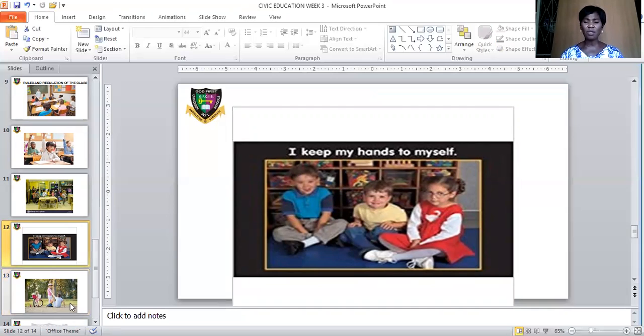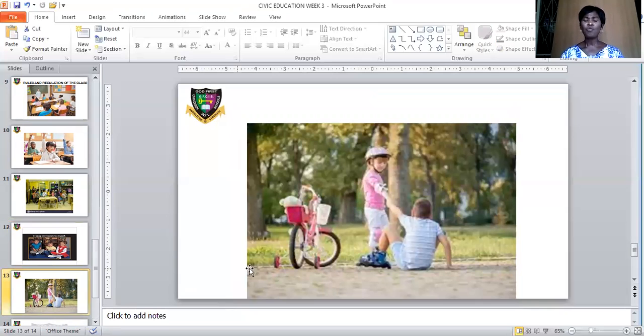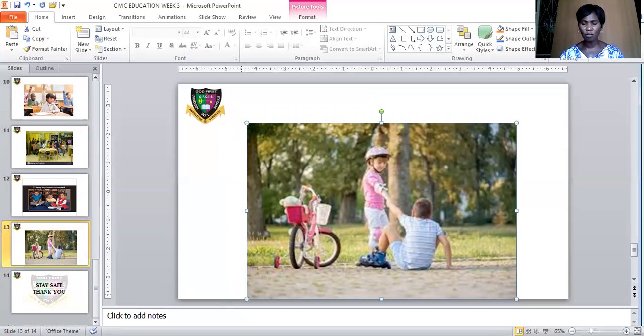Then another one is, you must be kind to each other. What do you see in the picture that a boy is doing to another person? Yes, he's helping the other boy to get up from the floor. That boy fell down, and the other one got down from his bicycle and helped that person to get up. You are being kind. Show kindness to each other.